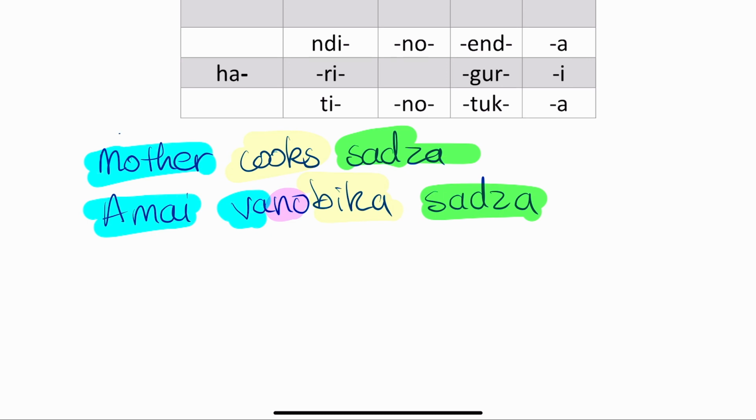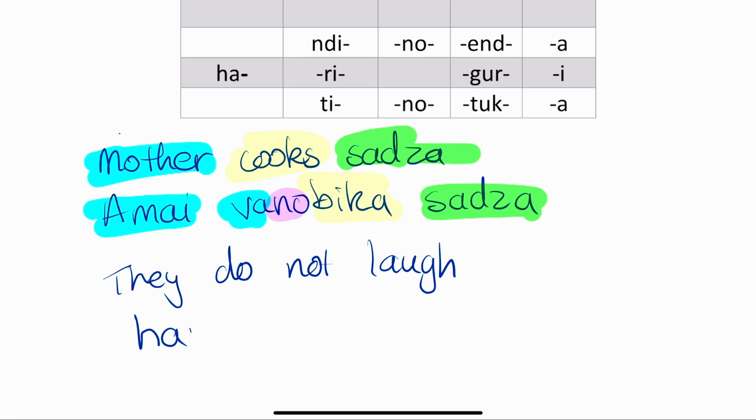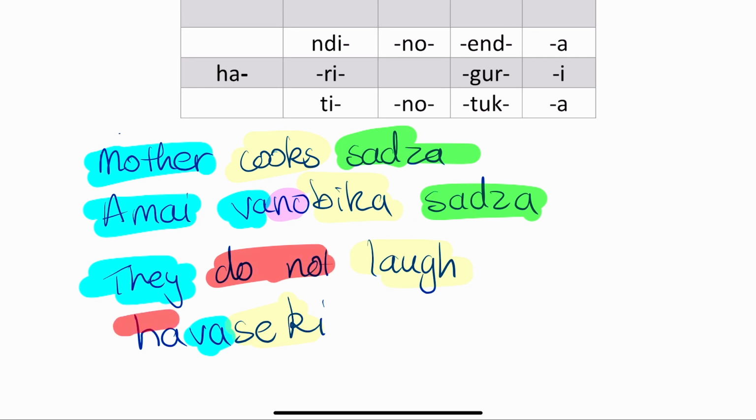I'll give one negative example, but this will be covered very well in the negation classes. So this one is they do not laugh. That translates to ha va se ki. Let's mark that out. They is my subject, which is shown by my subject's prefix va. Laugh is my verb, which is shown by my verb stem sek. And the negation, do not, is shown by my prefix ha as well as my new ending e. So ha va se ki, they do not laugh.